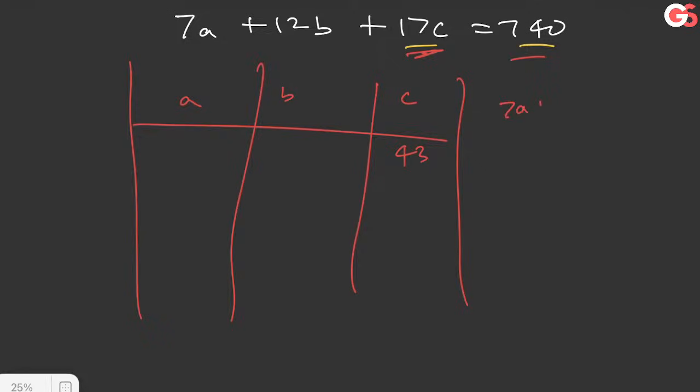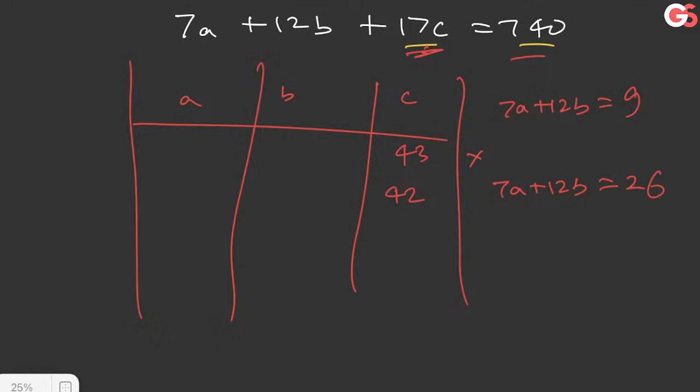So 7a+12b becomes what? If we take C as 43, what do we get? 43 into 17 is how much? 17 fours are 68. 731. We get 9. That is not possible. So this case is not possible. If I take C as 42, then what will 7a+12b be? 42 into 17 is how much? 17 fours are 68, 34, 714. This becomes 26.